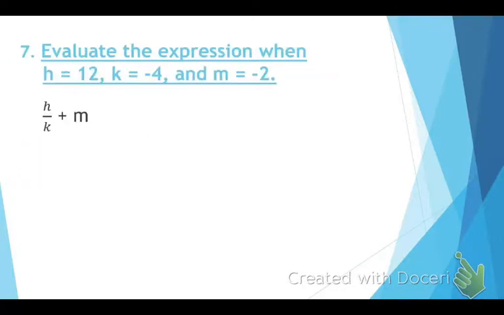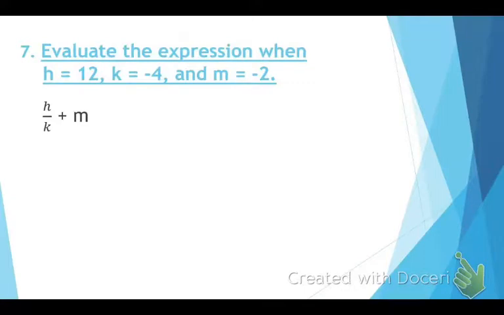For number 7, it says to evaluate the expression when h equals 12, k equals -4, and m equals -2. All this is a plug it in, plug it in. A lot of people did plug in things correctly on their quiz, but they messed up on little things. At least start with showing me you're plugging things in.